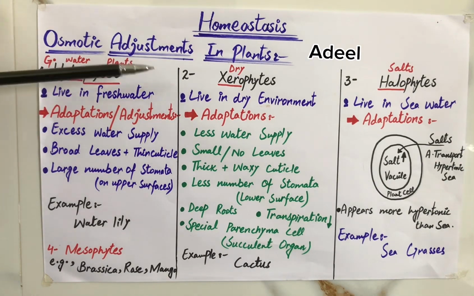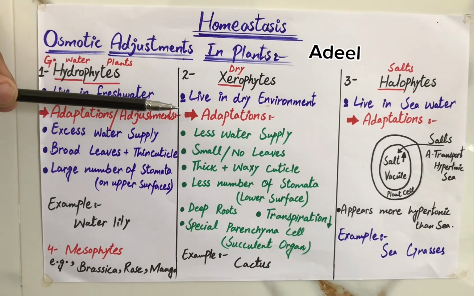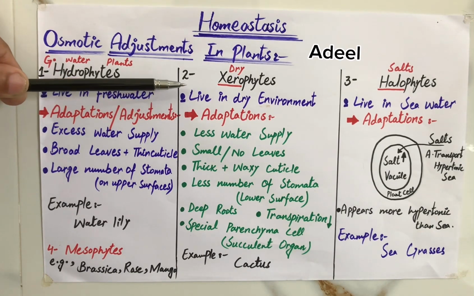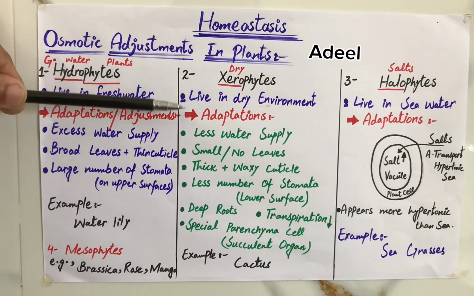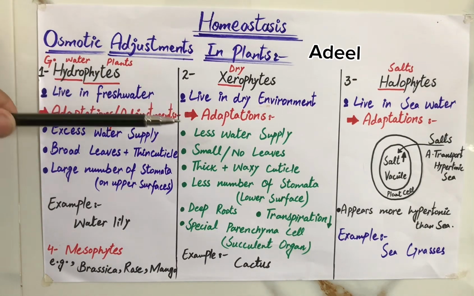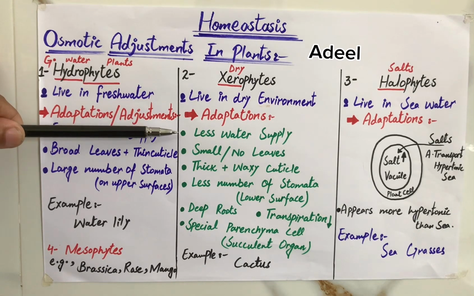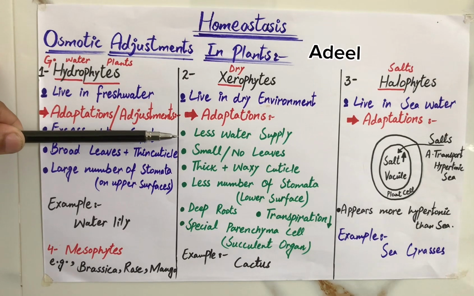The second sort of plant existing in our surroundings is xerophytes. Xero means dry, the plants which are living totally in a dry environment. The dry environment is located in the deserts or Sahara. The plants living in the desert environment have some adjustments so that they are fully adapted to that dry environment. The first thing is they are facing a complete shortage or less supply of water. To live in that short supply of water, they have a few adaptations.